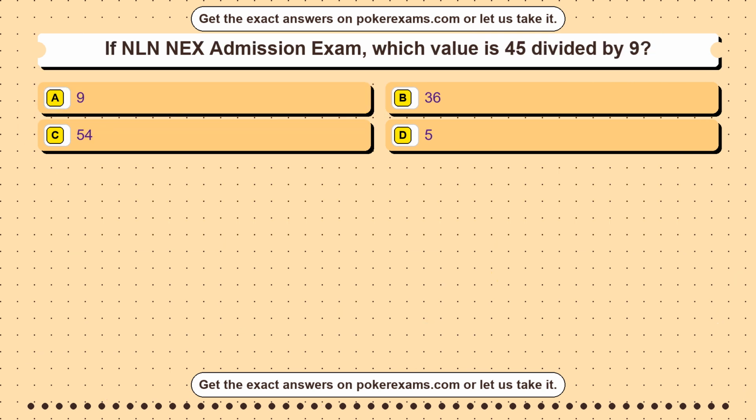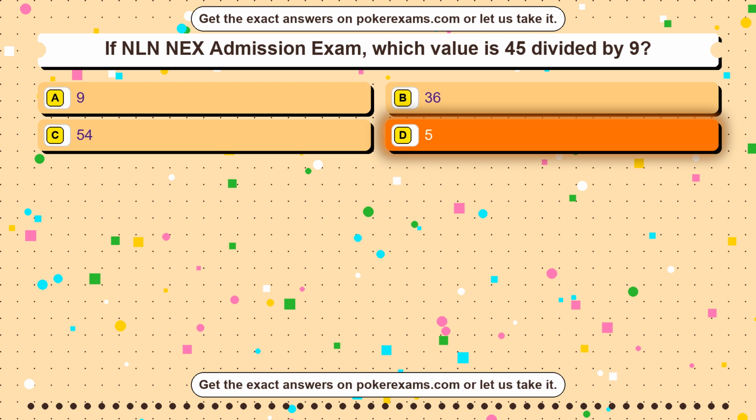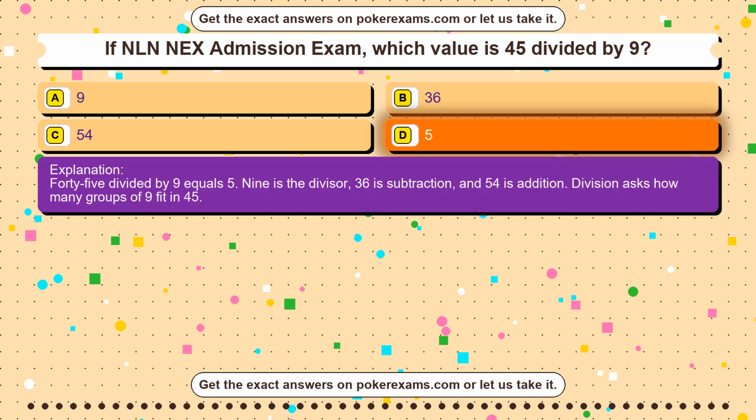Question 50. On the NLN NEX Admission Exam, which value is 45 divided by 9? Option A, 9. Option B, 36. Option C, 54. Option D, 5. The correct answer is option D, 5. 45 divided by 9 equals 5.